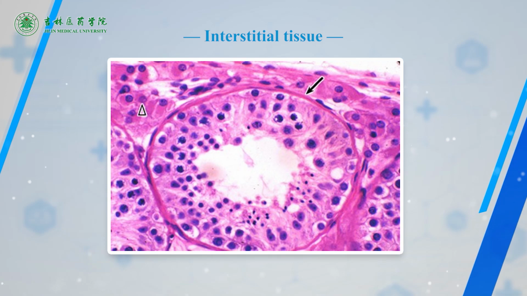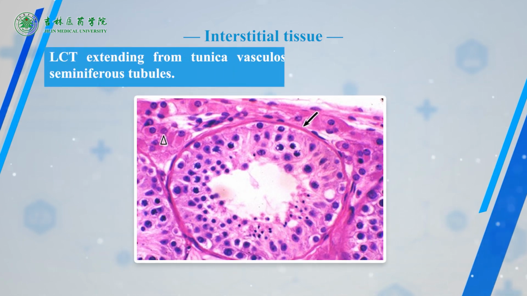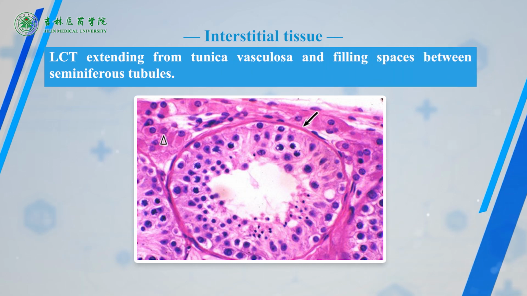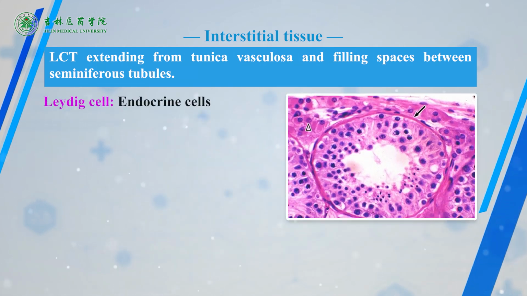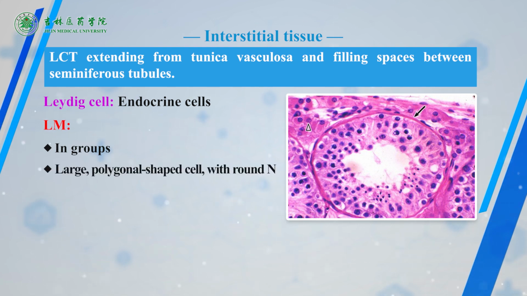Interstitial tissue. The interstitial tissue of the testis is an important site of production of androgens. Loose connective tissue extends from tunica vasculosa and fills spaces between seminiferous tubules. Leydig cells are located in the connective tissue. They are endocrine cells in groups. Leydig cells are large polygonal-shaped cells with round nucleus. The cytoplasm is acidophilic.